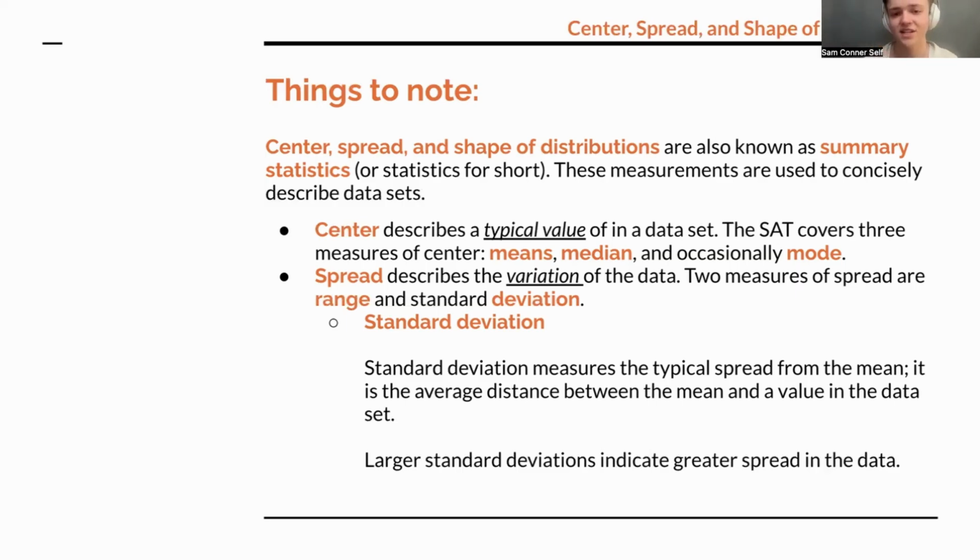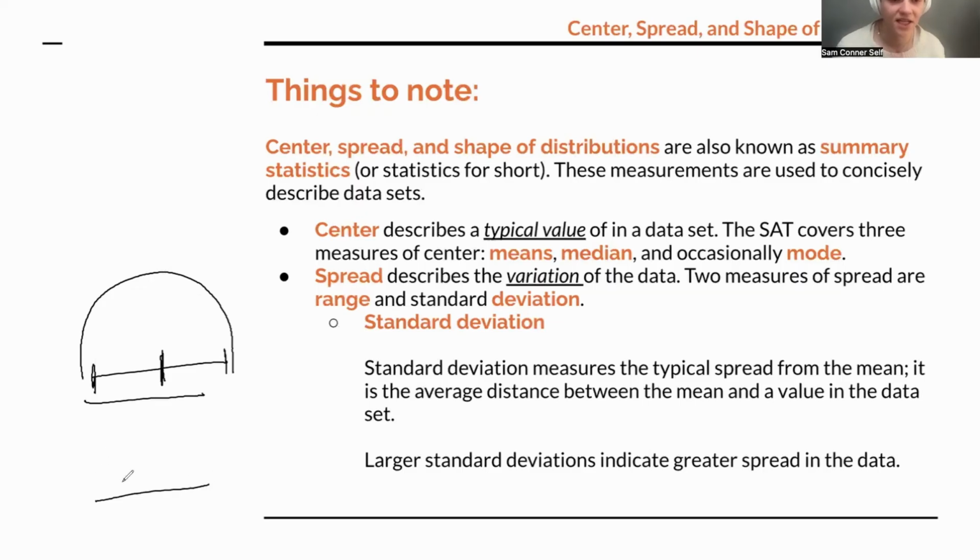And then spread is going to describe the variation of the data. And the SAT uses 2 measures of spread, which include range, which should be familiar to you guys, and then standard deviation, which might not be quite as familiar. So standard deviation is the typical distance from the mean, so the spread from the mean. And important to note about standard deviations is that larger standard deviations indicate a greater spread in the data. So something like this would have a large standard deviation because there is a large distance between these data points and the mean. And then something like this would have a small standard deviation because the distance between these 2 points is going to be pretty close to the mean.